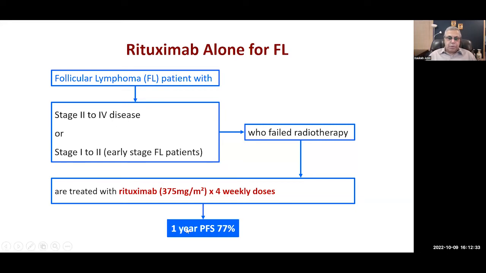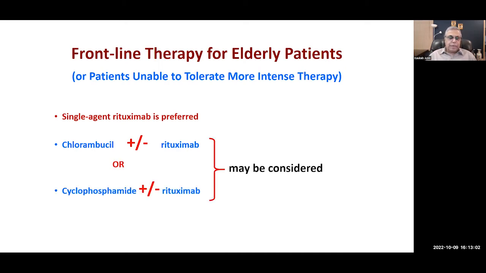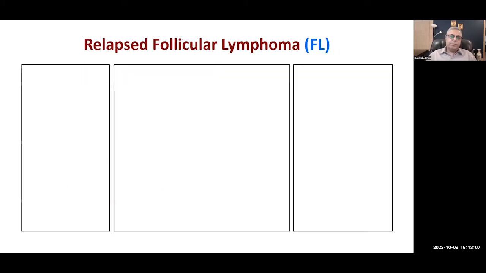Okay, and the progression-free survival that we achieve is about 1 year in 77% of the cases, which is all right, better than many other cancers, okay? Now, frontline therapy for elderly patients or patients that are unable to tolerate intense therapy: single agent rituximab is preferred, or you can give chlorambucil with or without rituximab, or you can give cyclophosphamide with or without rituximab. These therapies may be considered.